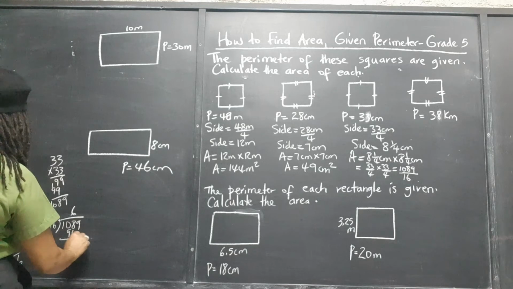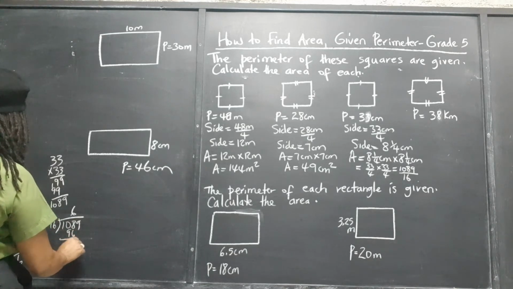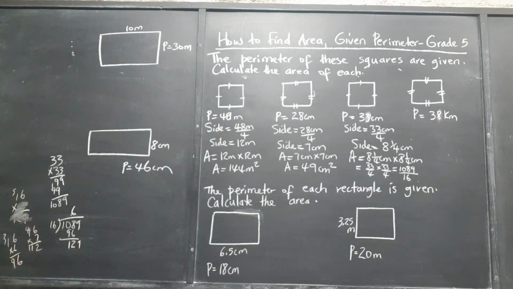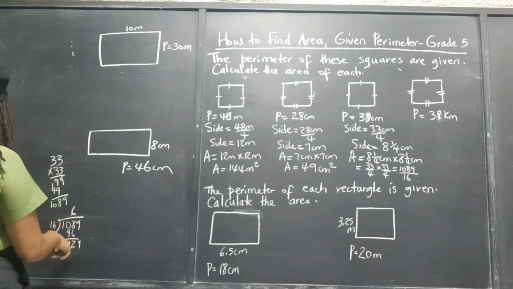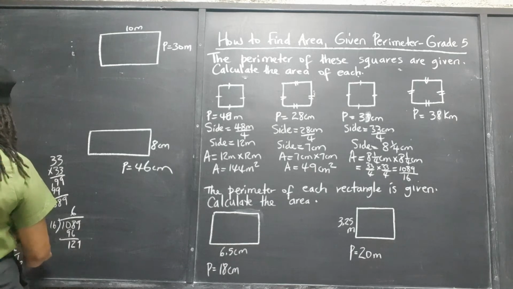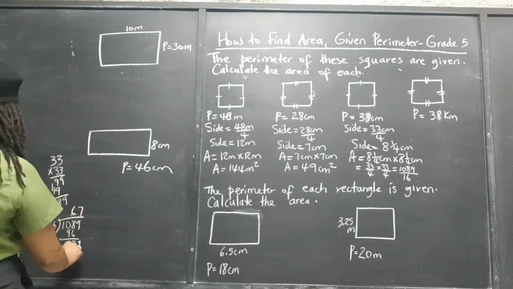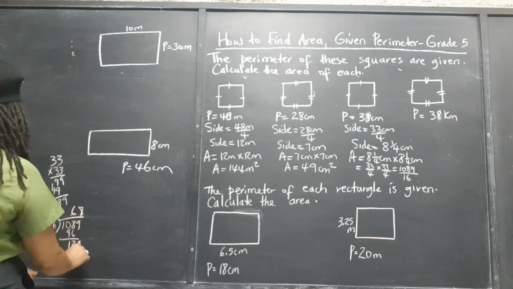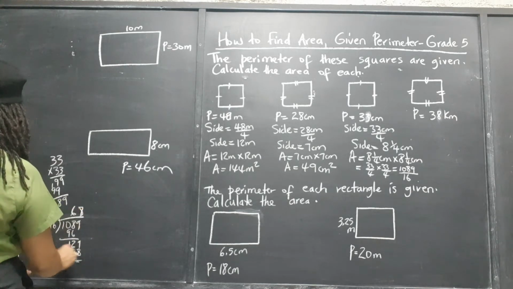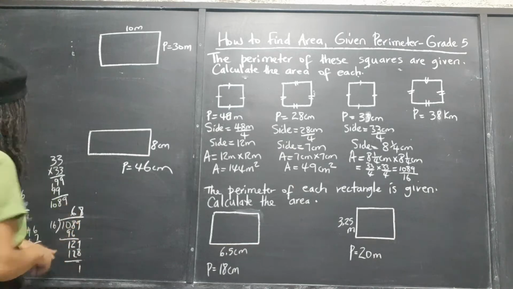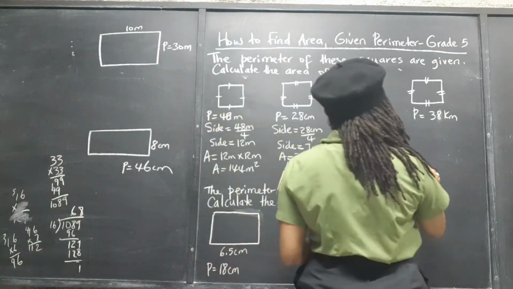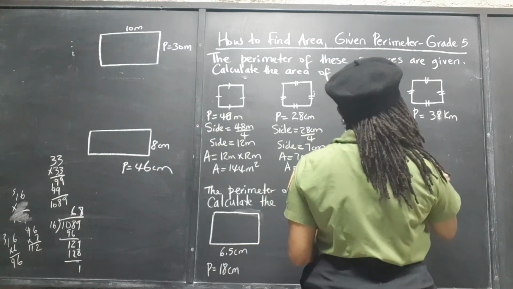That's 96. And 16 into 129. So that would be 7 times. No, 8 times. 8 6s are 48. 8 1s are 8 and 2. Remainder 1. So that's 68 and 1/16 centimeters squared.